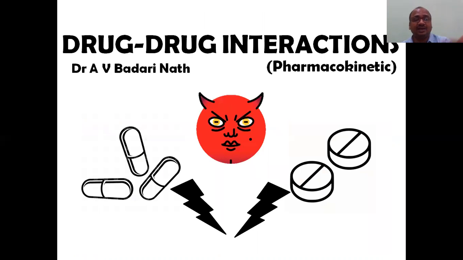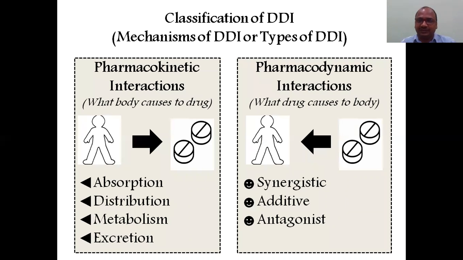Here you can see one drug is interacting with another drug. It leads to death. If you see the classification of the DDI, drug interaction, or mechanism of the DDI, or types of the DDI, anything they may ask in the examination. So don't get confused, all are the same. Mechanism, types, or classification, mainly two things are there: pharmacokinetic interaction and pharmacodynamic interaction. First of all, you have to write this in the examination.